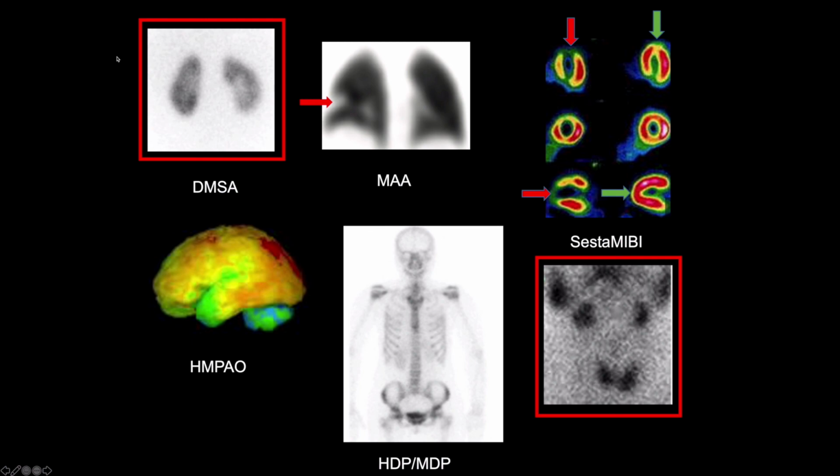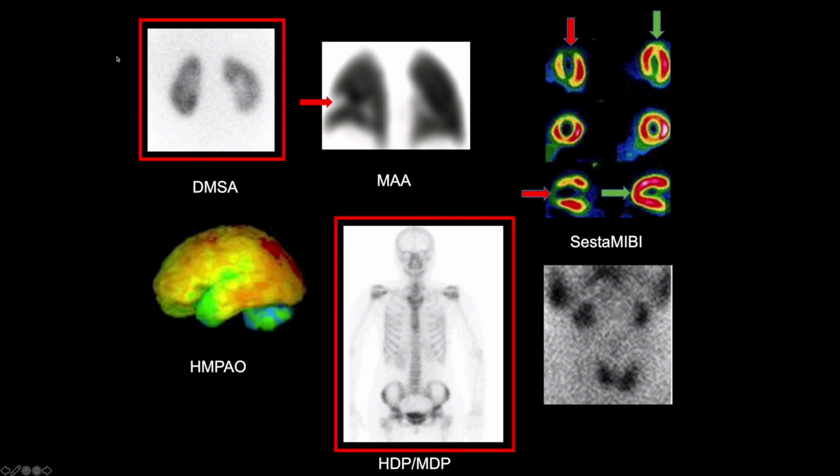This is an example of parathyroid adenomas. HDP, or MDP, is effectively a radioactive phosphate scan looking for bone metastases, which we discussed earlier.